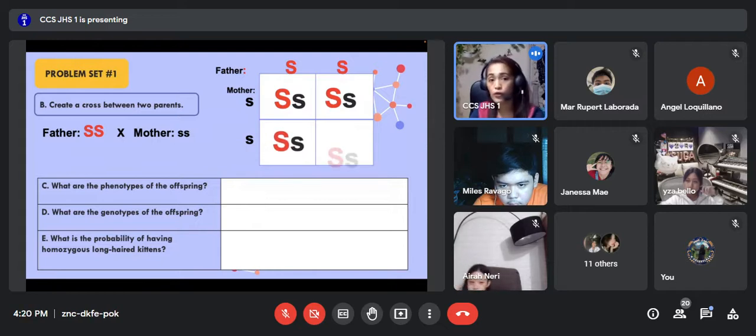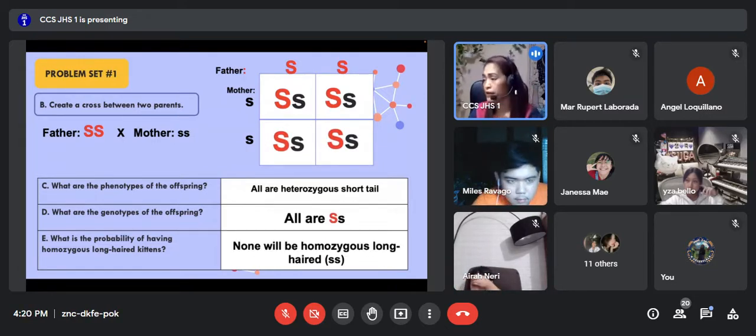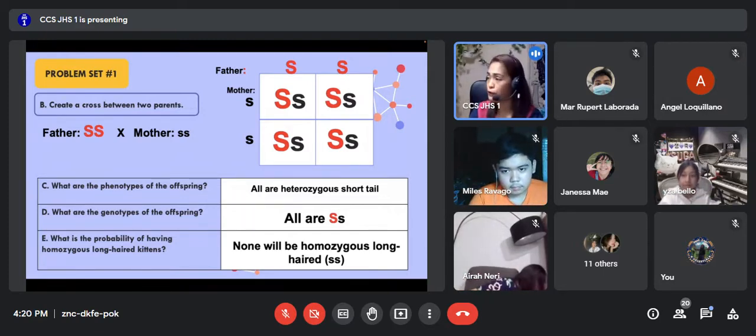By the way, it's problem set number 2. I was not able to edit the label or the header for the slide. Okay, for those who are not able to screen capture, I'm giving you a few seconds to take a picture if ever you need a copy.